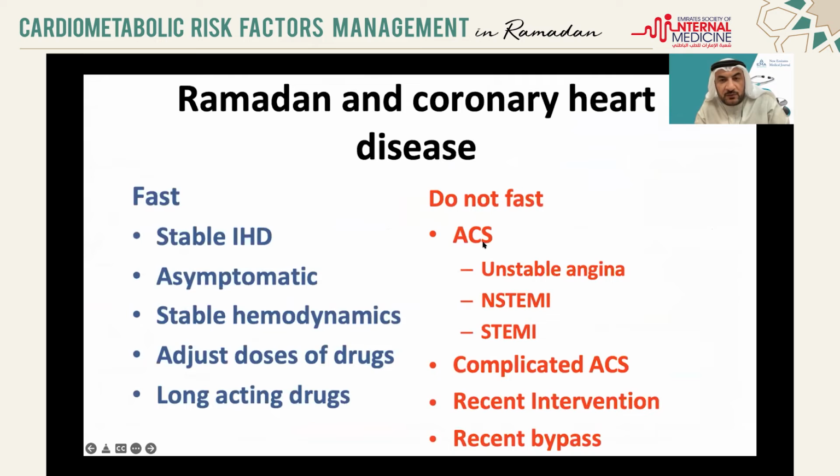So, who should fast and who should not fast? Just a reminder for all of us. Those who can fast are stable patients, asymptomatic, with the lowest risk factors. You can adjust their medication doses and use long-acting formulations. But not somebody with acute coronary syndrome, a complication, or a recent intervention or bypass. Although we can individualize this, in general we cannot allow it.